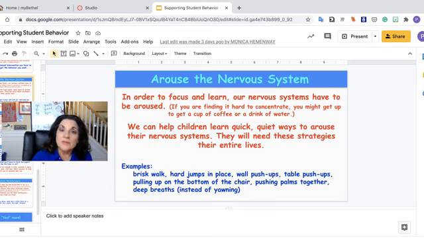So we fire up those neurons, we get them ready to work and receive new information. Some examples that I like are brisk walk, hard jumps in place, heavy work is good, wall push-ups, table push-ups, pulling on the bottom of your chair to activate these large muscles in the upper part of your body, pushing your palms together, and then taking a deep breath. Getting a big breath of oxygen works instantly to arouse our brains. And kids know this because they'll be sitting there and they'll yawn. Well, you don't want your child to grow up and think that it's okay to yawn when they're in a meeting with their boss. And it's not respectful to yawn when they're in a meeting with their teacher. So you can teach them to take a big breath.